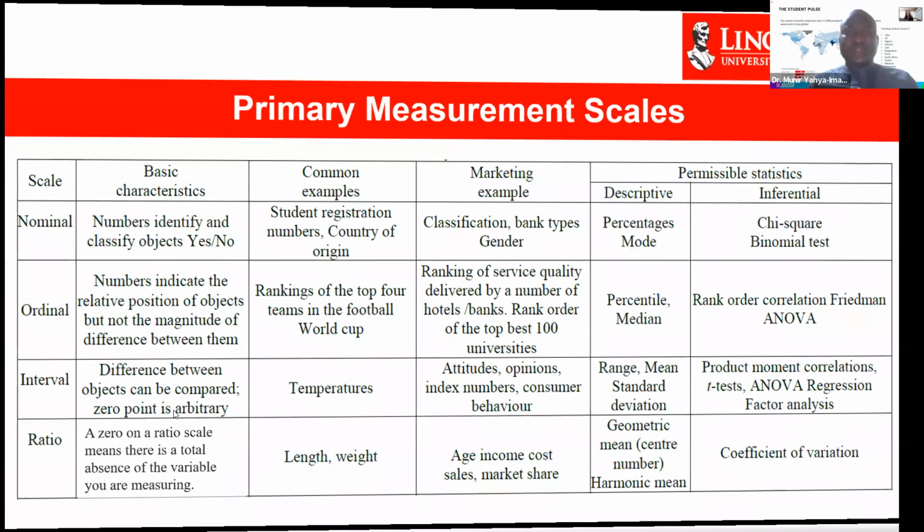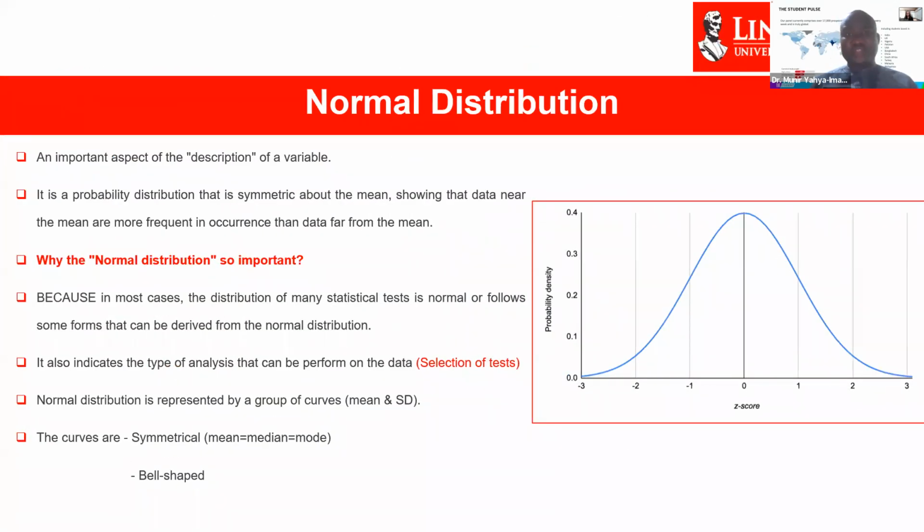Now, another thing we need to discuss very briefly, even though we are still going to discuss it deeply maybe in the next class, is normal distribution. Normal distribution is important because when you're dealing with parametric and non-parametric tests, for parametric tests your data have to follow a certain distribution, and the most common distribution that most statisticians or researchers follow is normal distribution. So we have to look at this very briefly now.